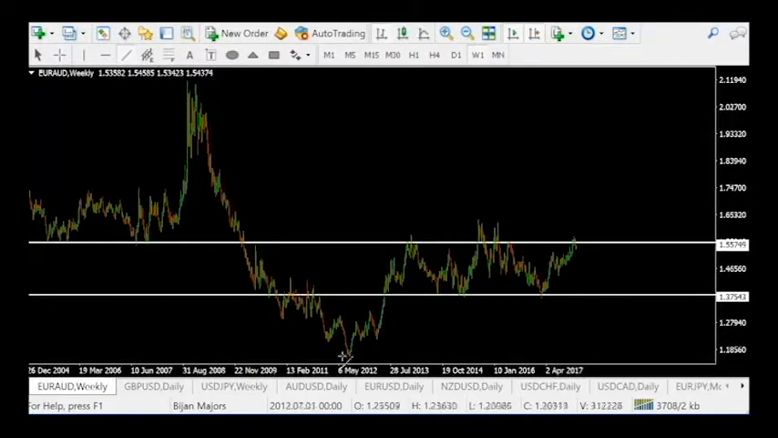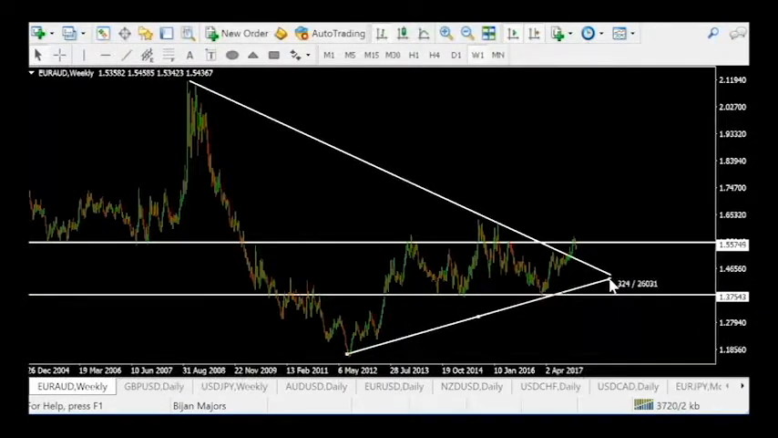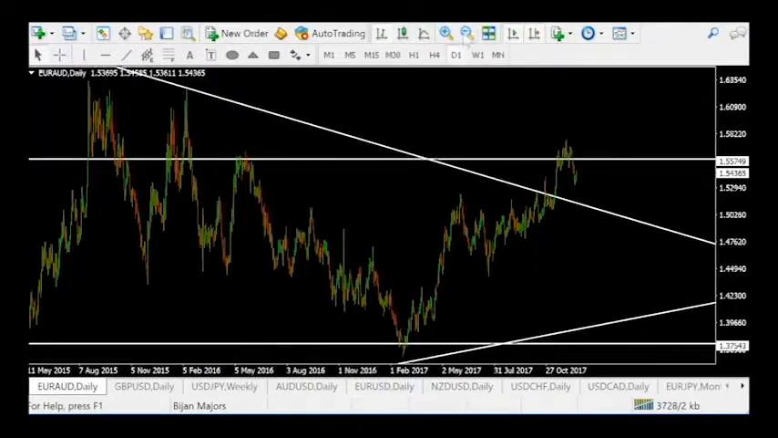Let's put a horizontal line. The horizontal line is here. Do we have another horizontal line there? Yes, we do. That's pretty much what we can find from the monthly chart and the weekly chart. Okay, let's go to daily.